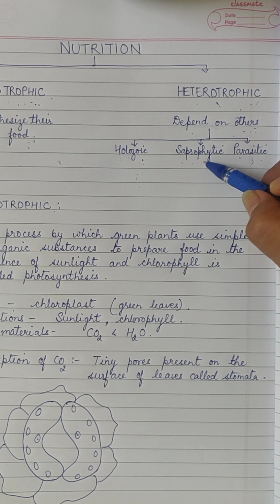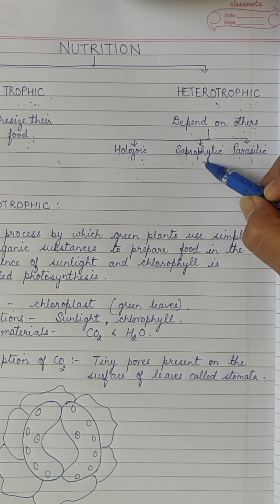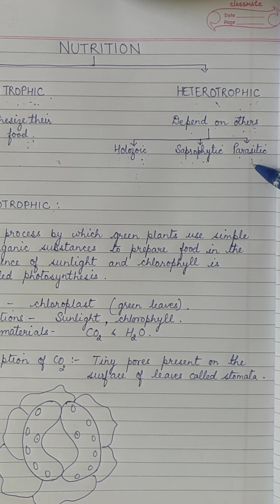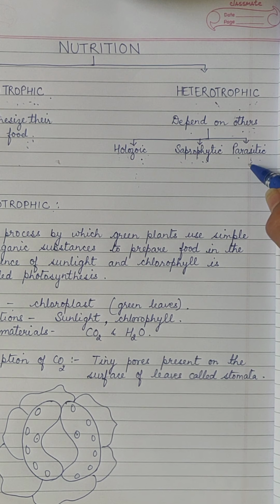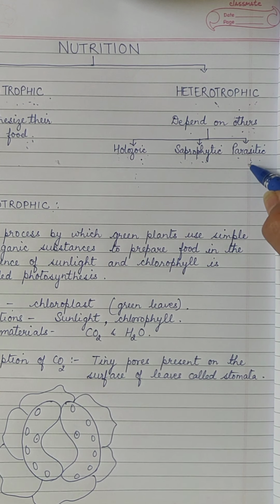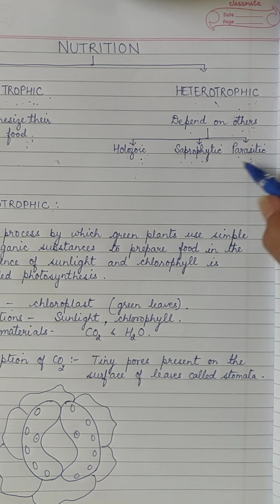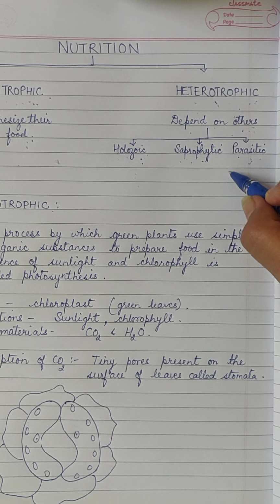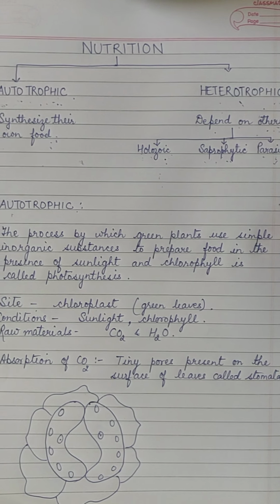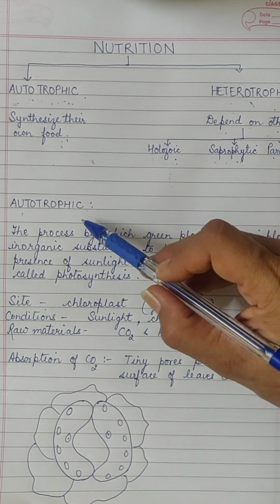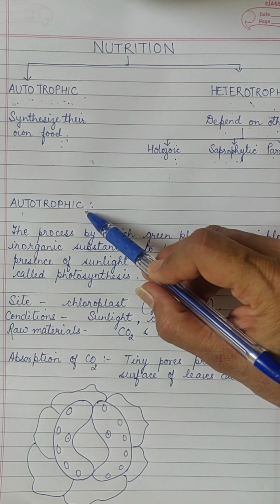Saprophytic organisms like molds and mushrooms derive their food from the bodies of dead and decaying organisms. Parasitic mode of nutrition is that mode of nutrition where the organisms derive their food from the body of a living host and in return they give them a disease. Okay, we will study the heterotrophic mode of nutrition in the next video. Today we focus entirely on the first mode of nutrition, autotrophic.